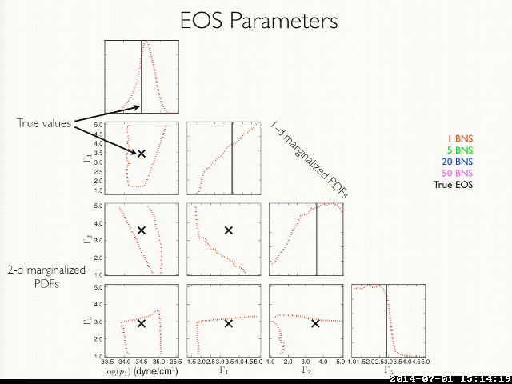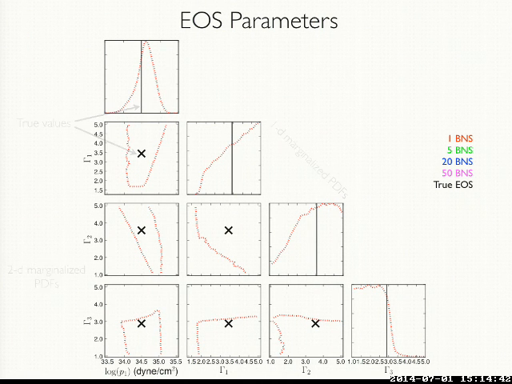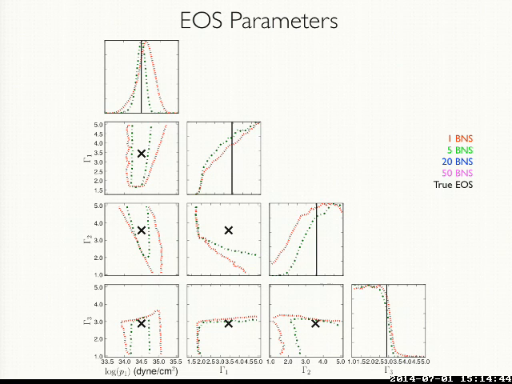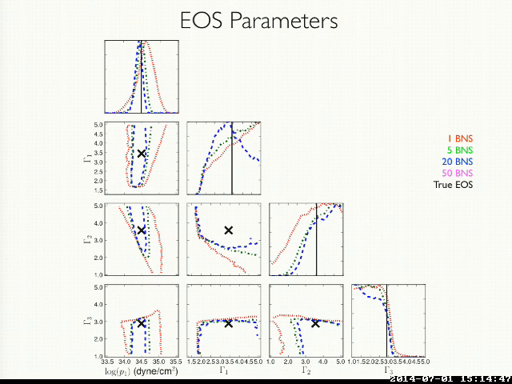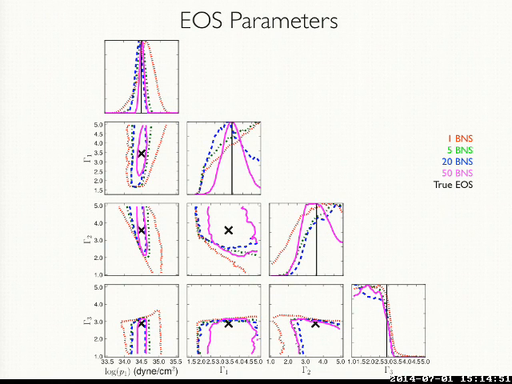So here I'll just show results for a single event that's drawn randomly from this distribution. These are the marginalized distributions for the parameters. This is P1, the pressure at about twice nuclear density. You can measure it to a factor of 3 or 4 with a single event. You can't really measure the other parameters. But then if you have 5 events, the errors get smaller. With 20 events, they get even smaller. And with 50 events, they get quite a lot smaller.